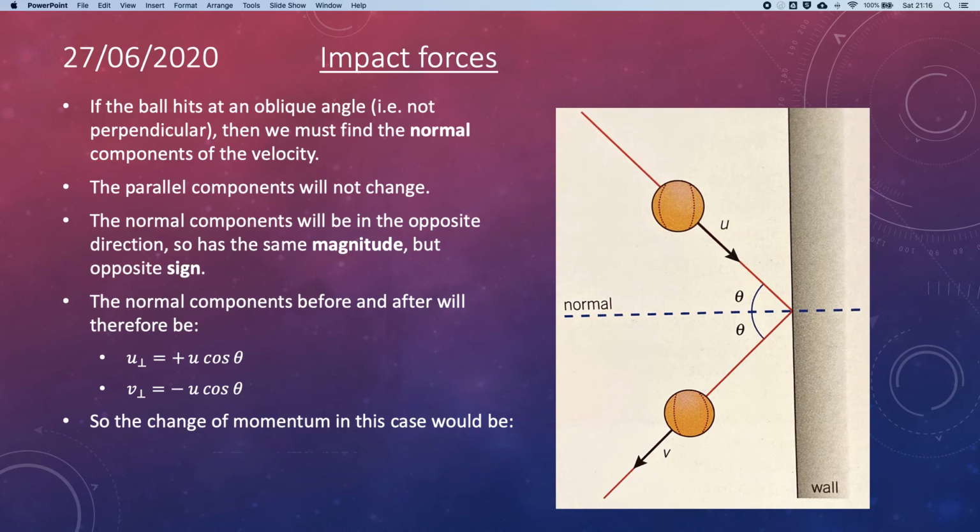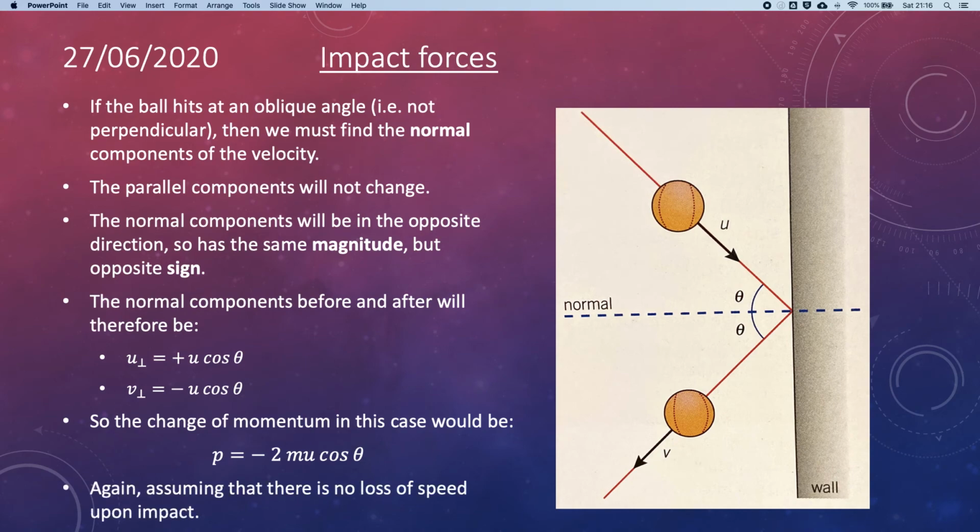So the change in momentum in this case would be p equals minus 2mu cos theta, by finding the difference between those two values above and multiplying by the mass. Again, assuming there is no loss of speed on impact.